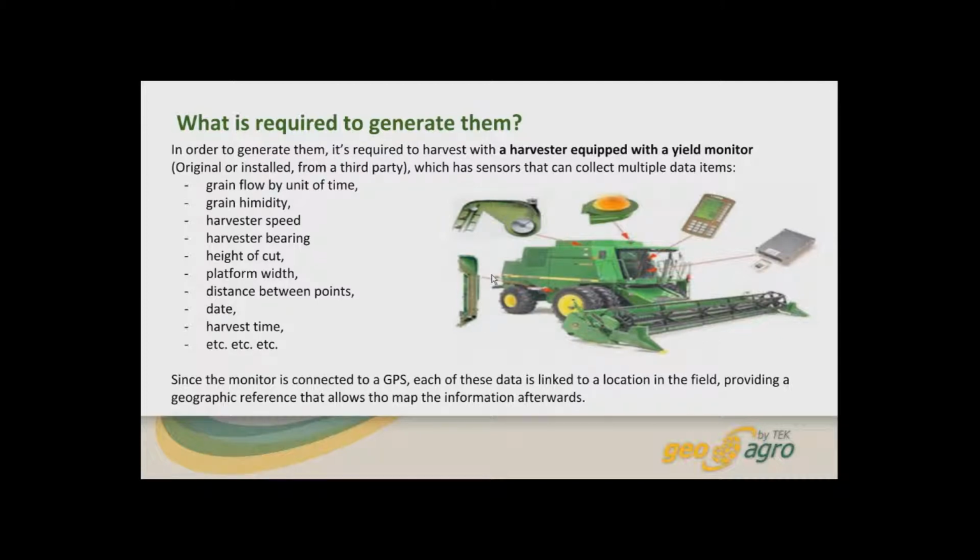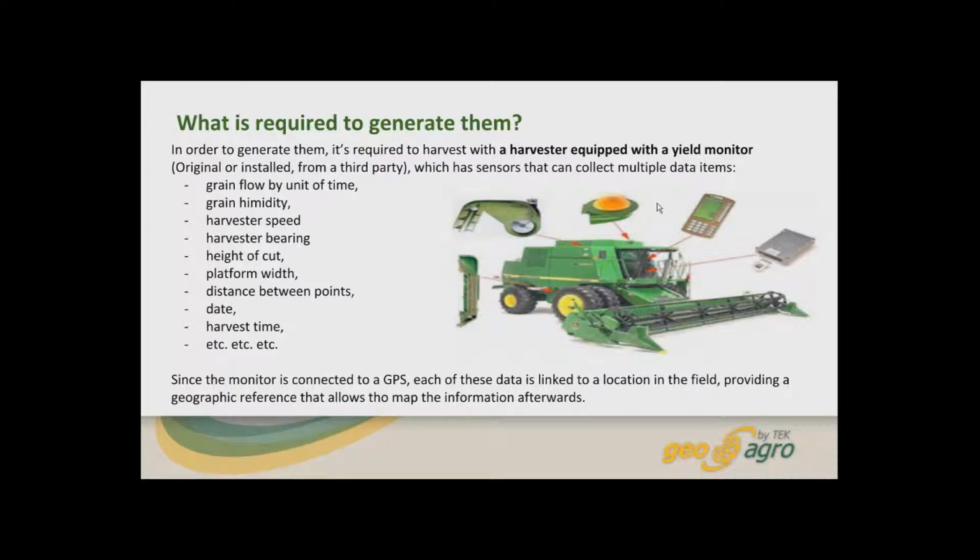Okay, this is very interesting to see what is required to generate them. There are a number of additional devices or pieces of equipment that we need to have in the harvester. The newest harvesters will come with all this equipment already in the harvester. In some old harvesters, we can add the different devices. So basically we'll have a yield monitor that will show us the yield maps and will be recording the data.